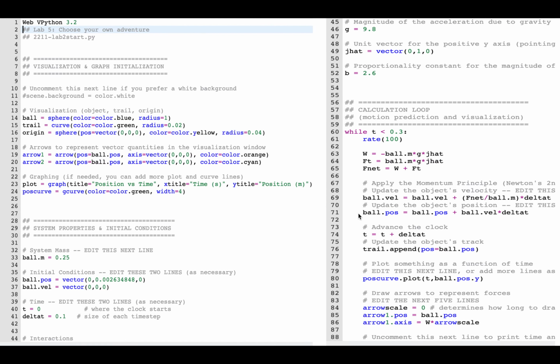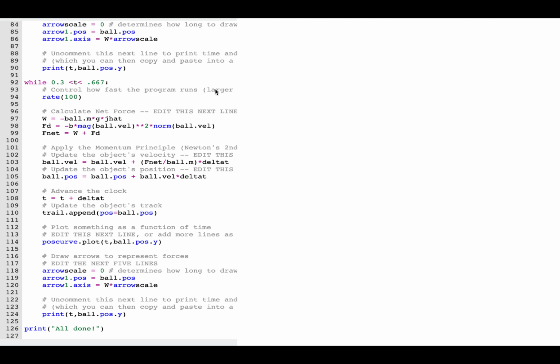So here is our code for today. We have everything set up with the ball, the plot. The mass right here is 0.25 because that's the mass that we're predicting our slinky is going to be. We have our magnitude of acceleration due to gravity is 9.8. Our proportionality constant for the drag force. And then we have while time is less than 0.3 because that's when we're going to start falling. And we have everything set out with the net force, the velocity update formula, the position update formula, and advancing the clock. And over here, you can see we also have between the total time, 0.3 and 0.667, we again have our forces, our net force, our velocity update formula, our position update formula, and advancing the clock.